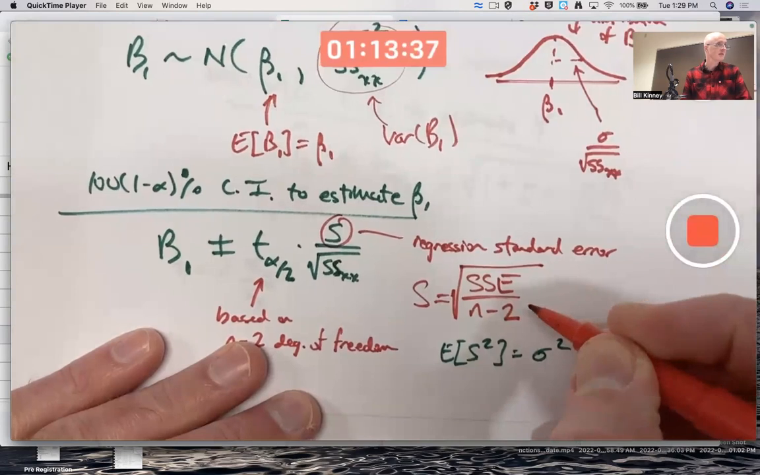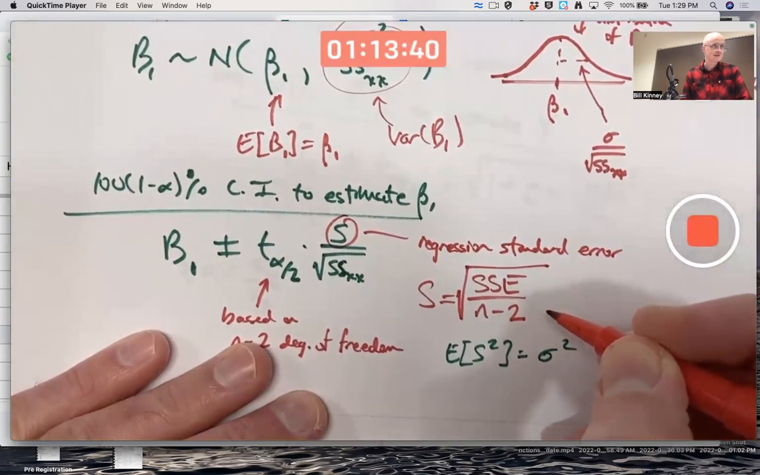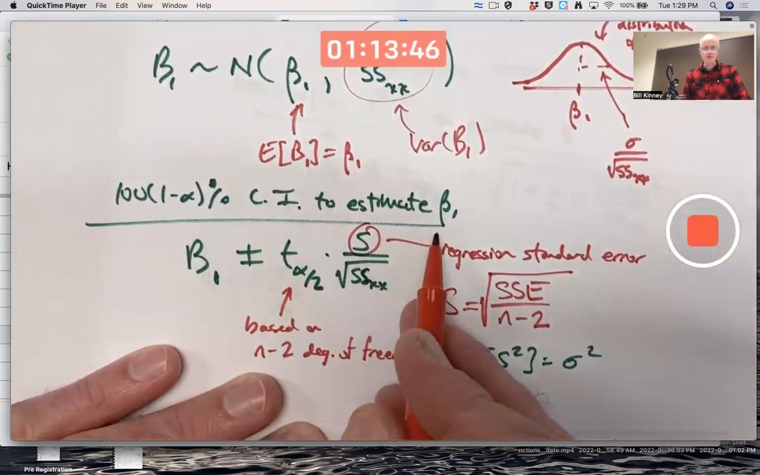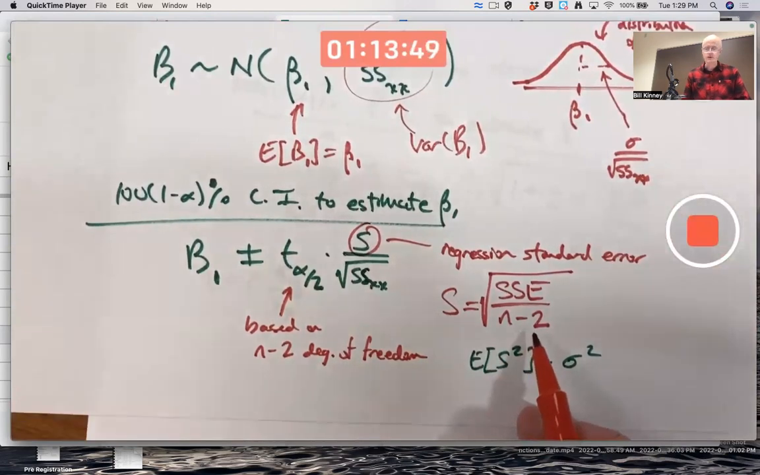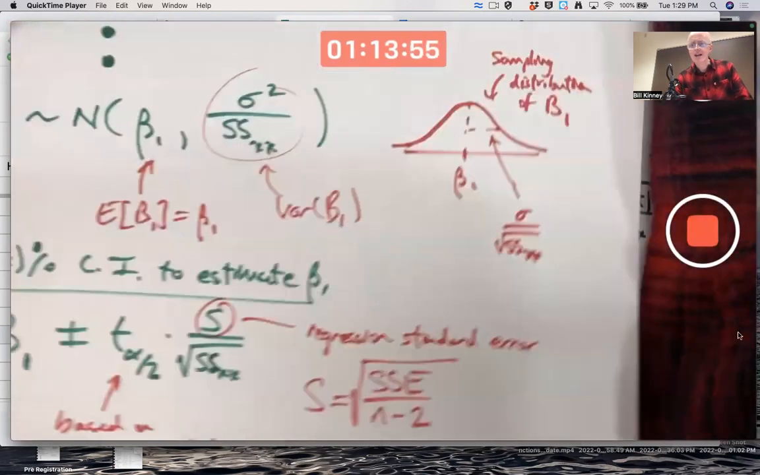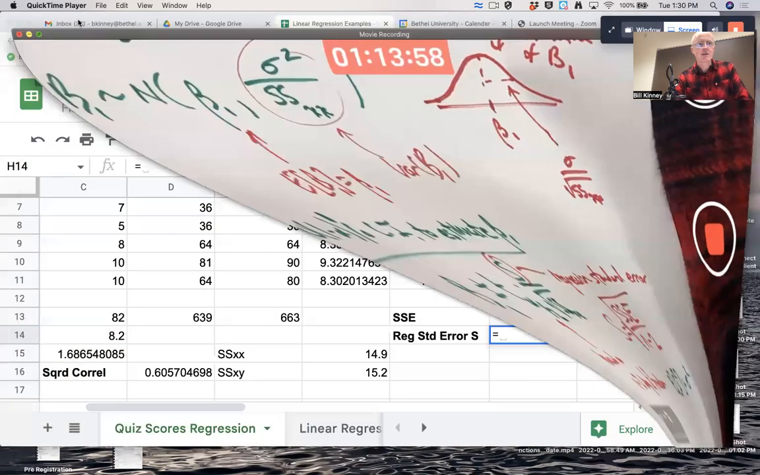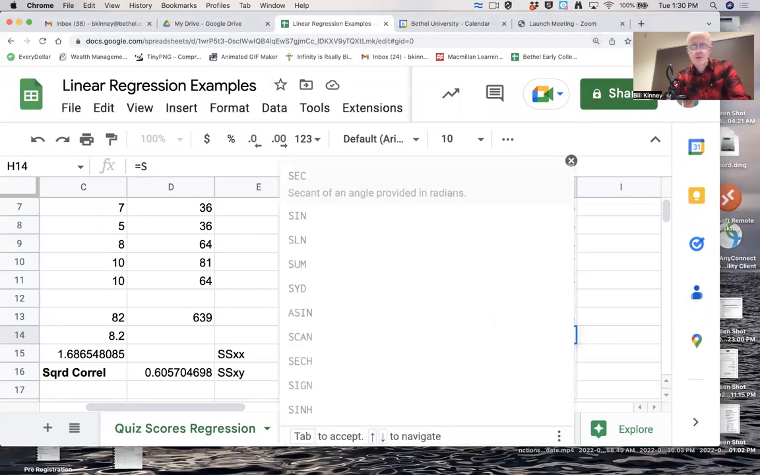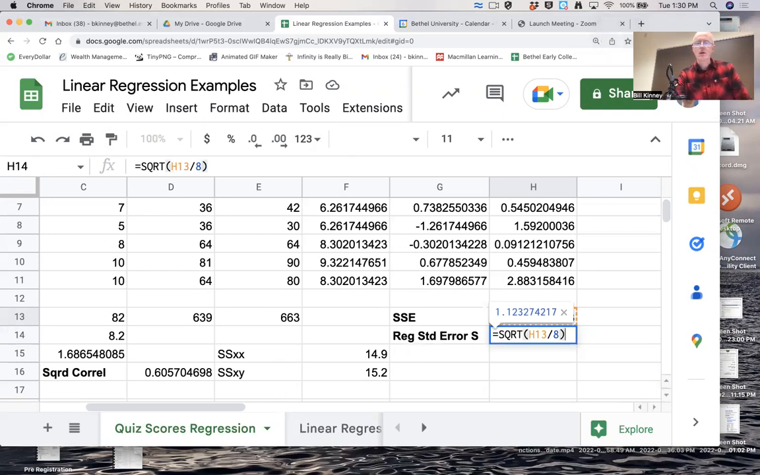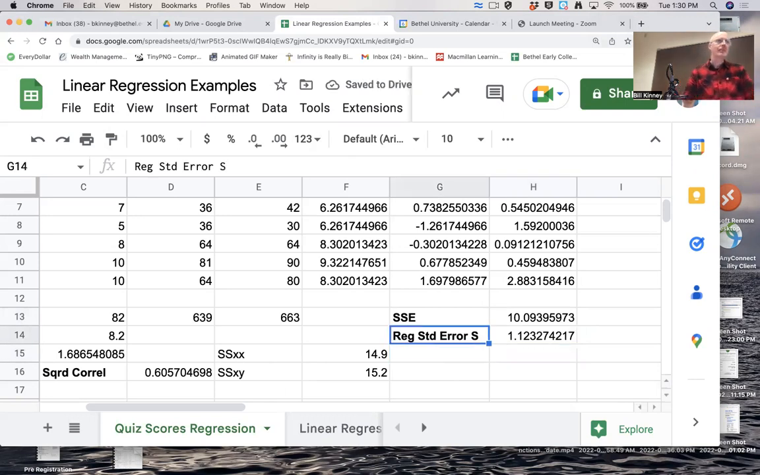This was like 40 minutes ago. Maybe not quite so long ago. When we were doing our confidence interval to estimate beta 1, S, the regression standard error involves a square root. Bad mistake. Hang on. So I got to do the square root of this divided by n minus 2. N minus 2 is 8, since n is 10. 1.123 is our regression standard error, the observed value of S, that comes up in these other formulas.